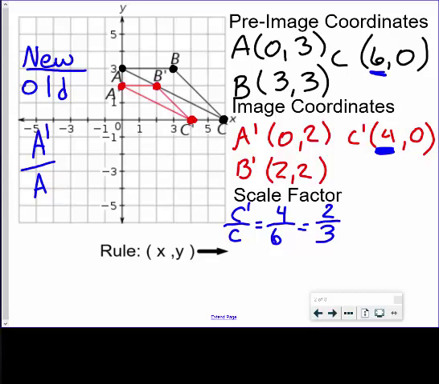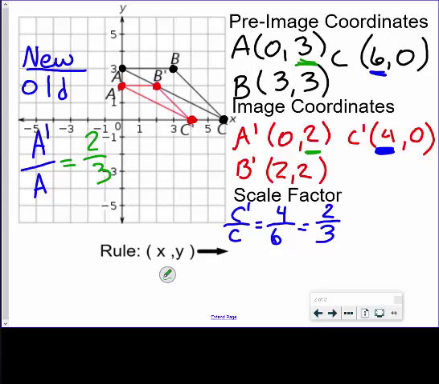What if I chose a different point? Do you think I would get a different scale factor? Let's try it. Let's use A and A prime. A prime divided by A. If I use the y value on A prime, 2, what's the y value on A? 3. Isn't that the same thing? Yeah. It doesn't matter which point you do, you just can't use zeros. Zeros have way different properties than the rest of the numbers do.